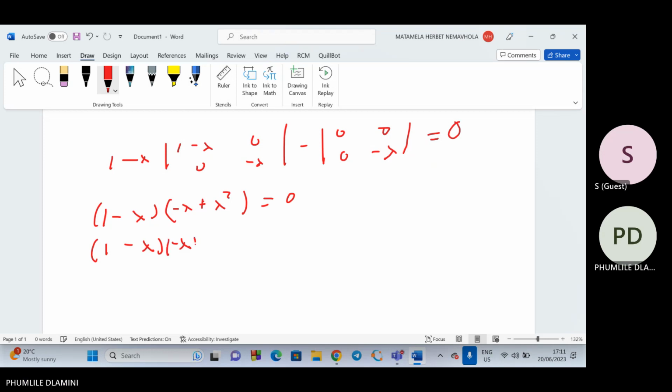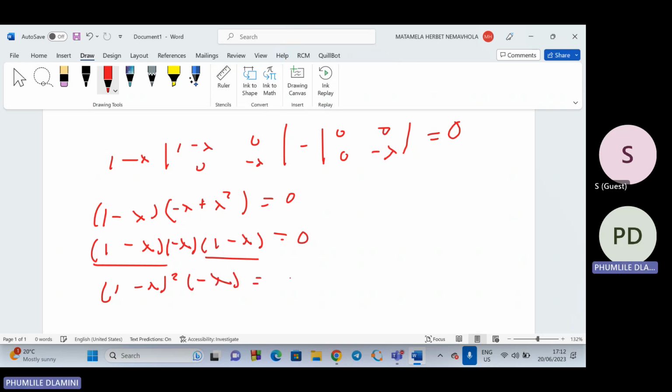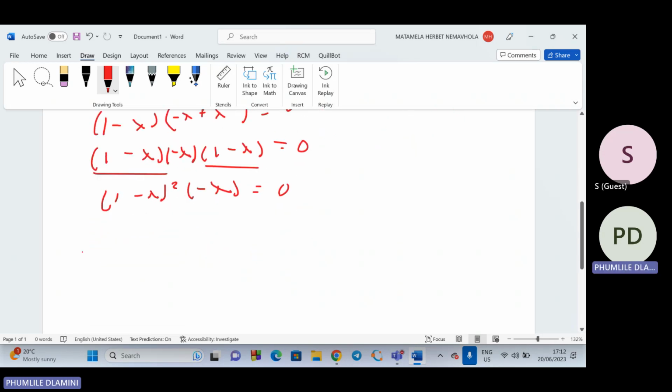again. Again, here is going to be 1 minus lambda, which is equal to what? Equal to 0. Then these two here are the same, which means we can write this as 1 minus lambda squared times minus lambda, which is equal to 0. So now, when we have done that, our lambda is going to be equal to 0, or our 1 minus lambda squared is going to be equal to 0. So now we have two types.